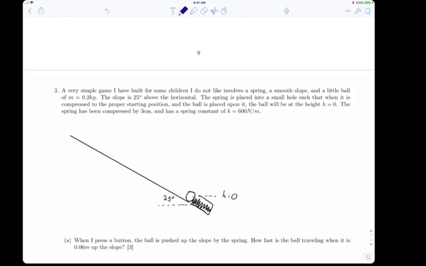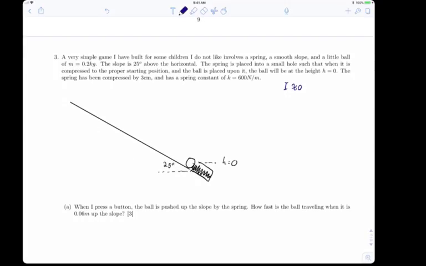Okay. So I'd like some children, and I've made a game with a spring and a smooth slope and a little ball. I guess its moment of inertia is effectively zero. So don't worry about that. The slope is 25 degrees above the horizontal, and the spring is placed in a hole such that when it's compressed, the proper starting position, it's at height h equals zero. The spring's been compressed by 3 centimeters and has a spring constant, blah. The ball is pushed up the slope by the spring. How fast is the ball traveling when it's 0.6 meters up the slope?